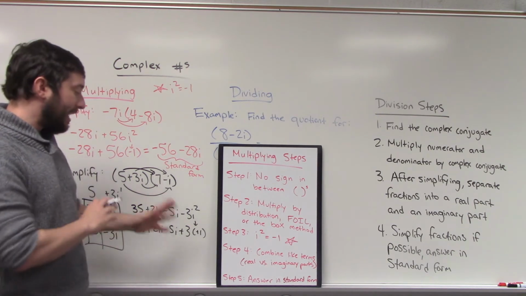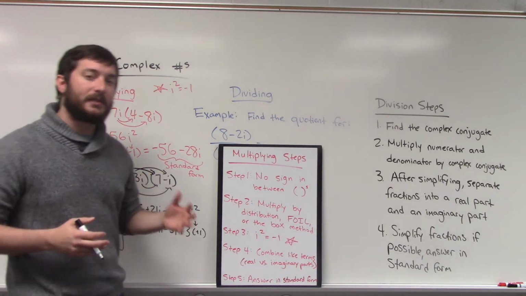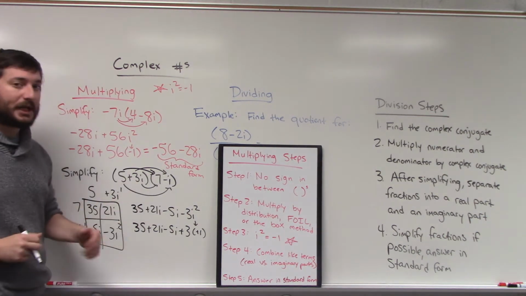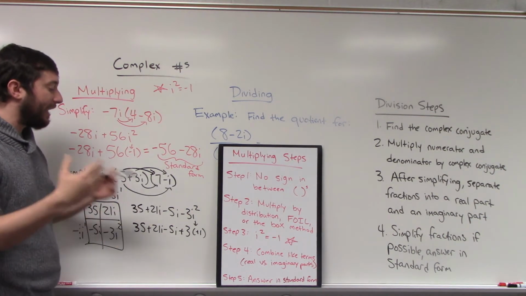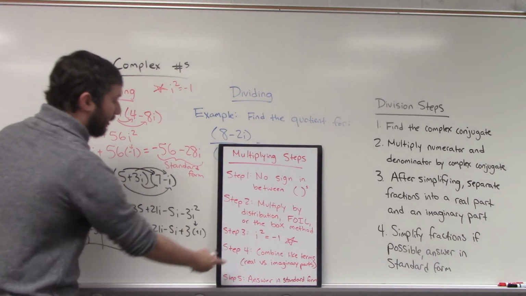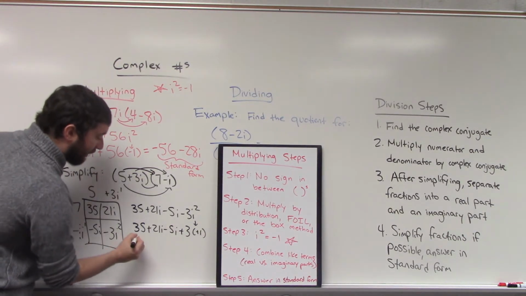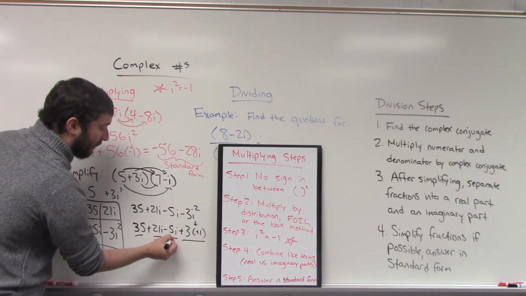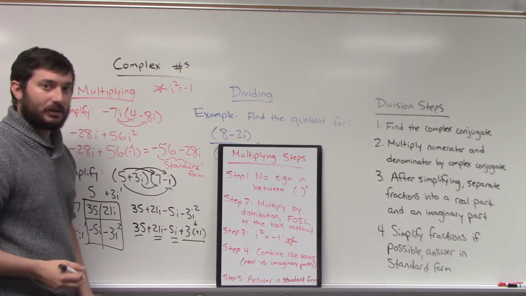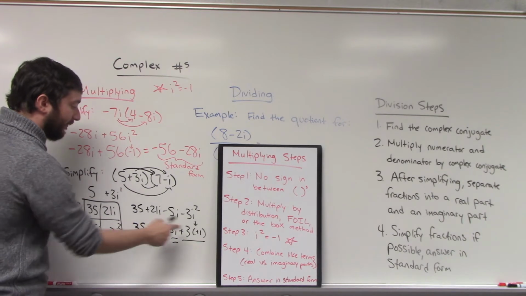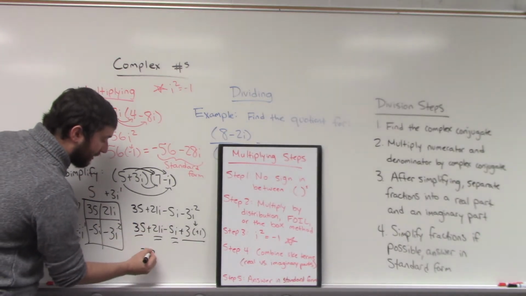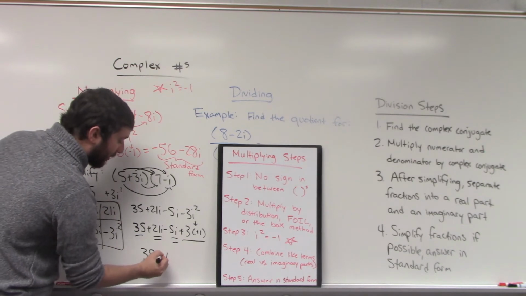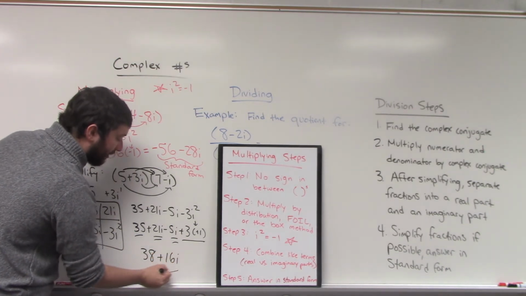And then this now is just the same type of problem that we had at the end of last video, right? We have an addition problem with some subtraction. Combine like terms, right? This is where you're going to want to combine like terms. So we have a real number and a real number, imaginary part and an imaginary part. Combine those together. 35 plus 3 is 38. 21i minus 5i is plus 16i.